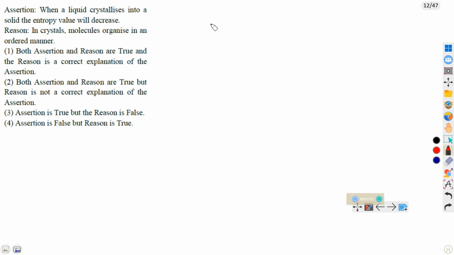When liquid crystallizes into solid, entropy value decreases. Correct. When liquid is converted to solid, disorderliness decreases. Solids do not move randomly in all directions. That's the reason disorderliness decreases. In crystals, molecules organize in an ordered manner. Correct. Assertion and reason are true, and the reason is a correct explanation of the assertion.